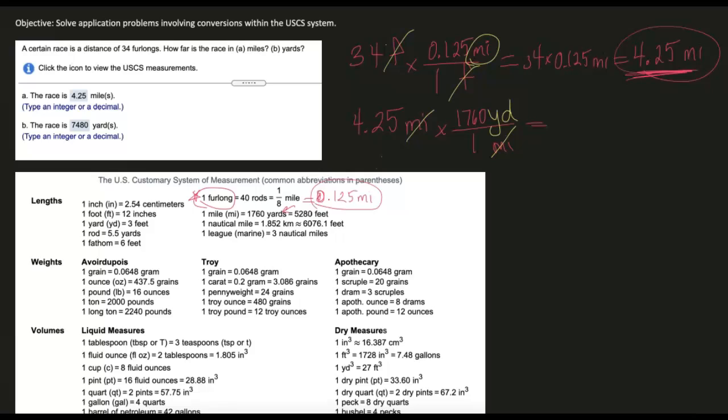So again, if I look at the values that are left and the operations that are left, I am multiplying 4.25 times 1,760, and I'd be left with yards. And that should come out to be 7,480 yards.